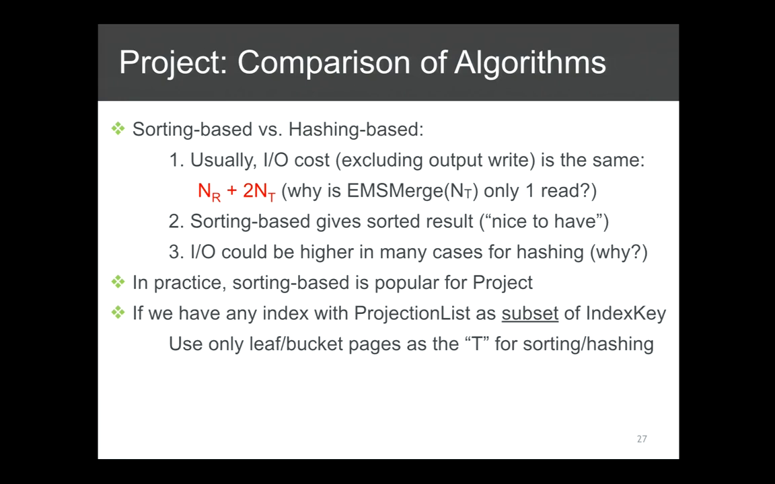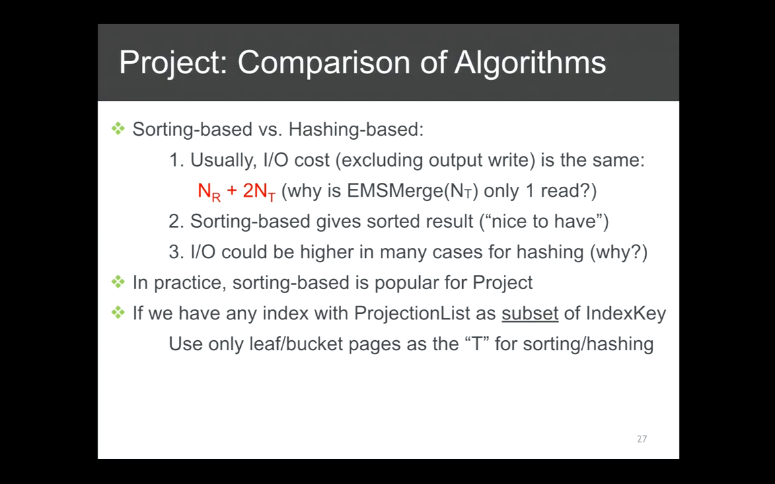Now, the sorting and the hashing-based projects are two ways to implement the project operator. However, if you have an index structure on the file that you're trying to do a projection on, and that index happens to satisfy certain conditions, you can actually use the index structure to execute the project as well. The first case is when the projection list is a subset of the index key. Okay, so you can have a B+tree index or a hash index, doesn't matter.